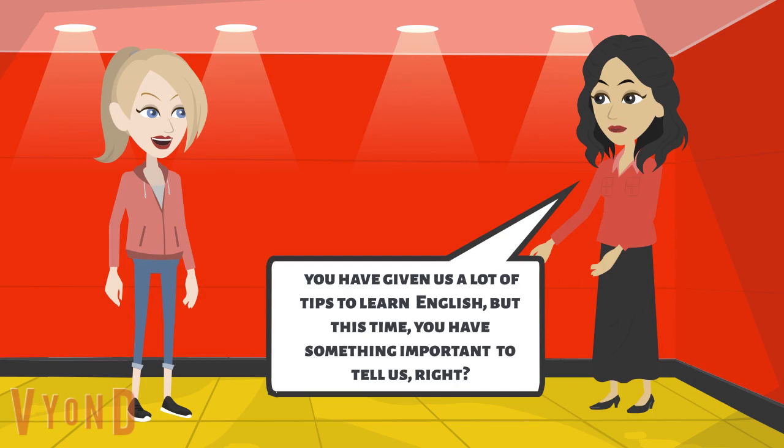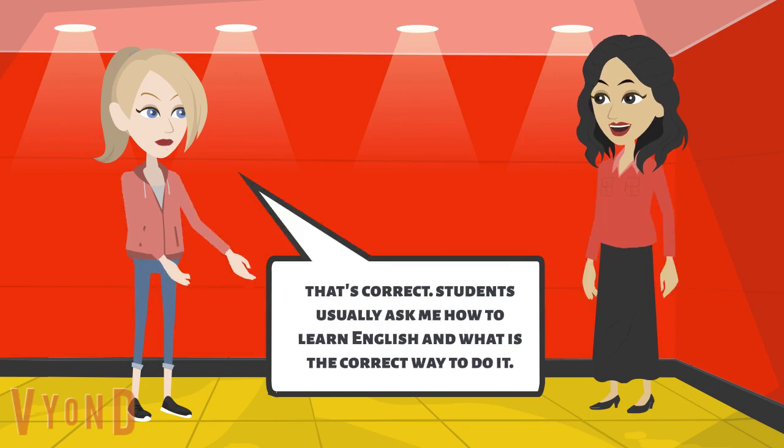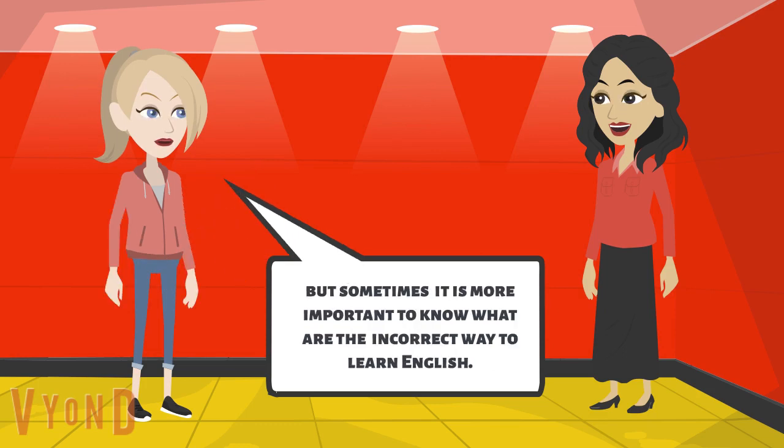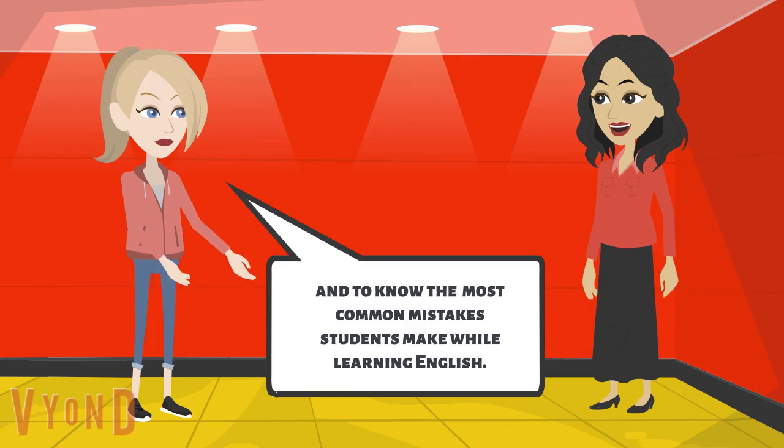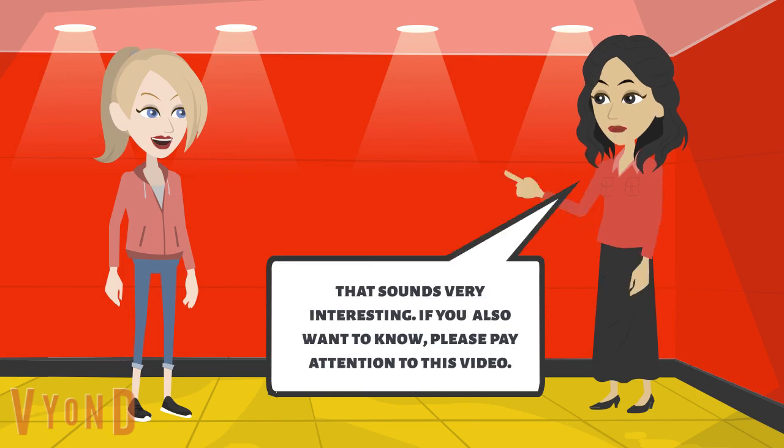You have given us a lot of tips to learn English, but this time you have something important to tell us, right? That's correct. Students usually ask me how to learn English and what is the correct way to do it. But sometimes it is more important to know what are the incorrect ways to learn English, and to know the most common mistakes students make while learning English. That sounds very interesting. If you also want to know, please pay attention to this video.